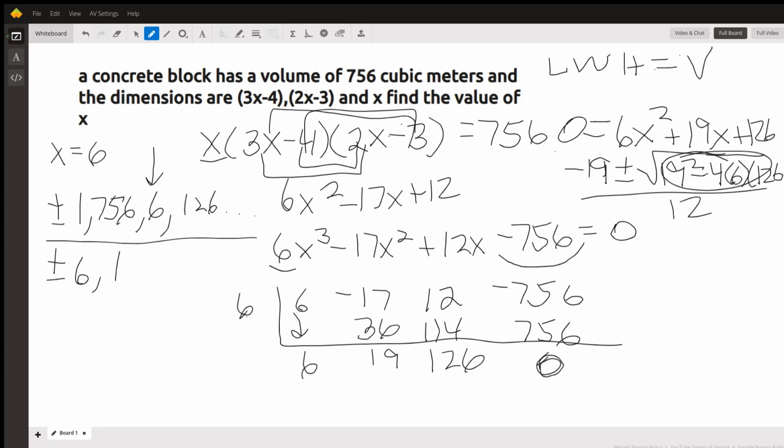So the only real solution is x equals 6. And if you plug that back into this, multiply all these out, 3x minus 4, 2x minus 3, and x, and substitute 6 for x, that will equal 756. So there's the answer.